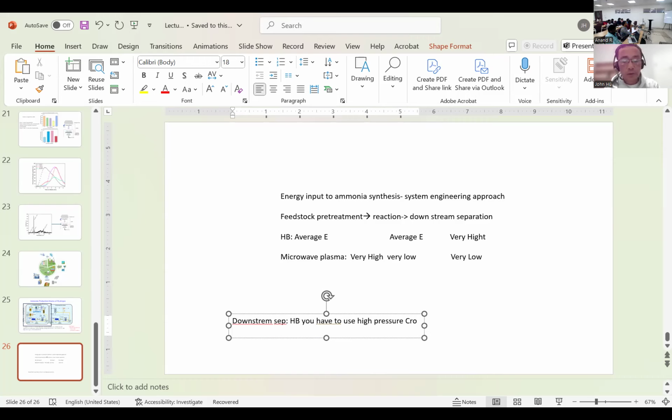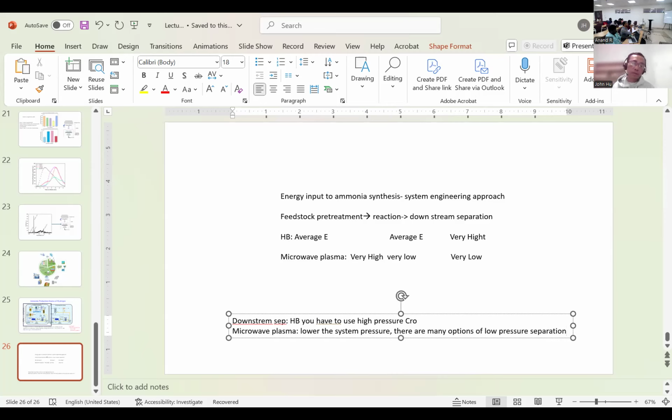Now, lower the system pressure. There are many options of low pressure separation. Make sense? Yes, sir.